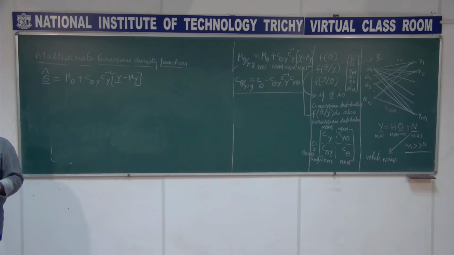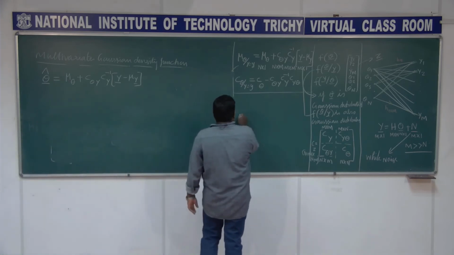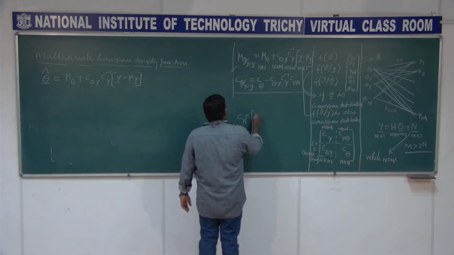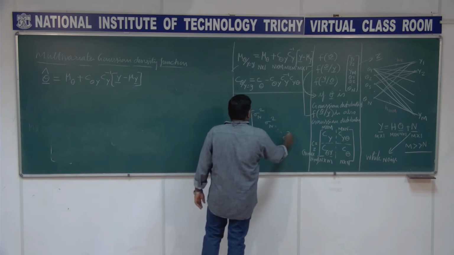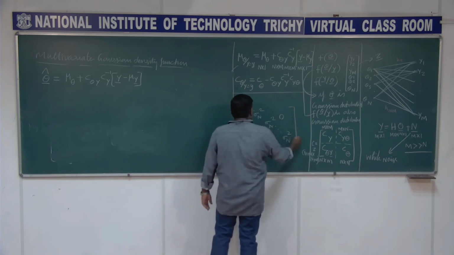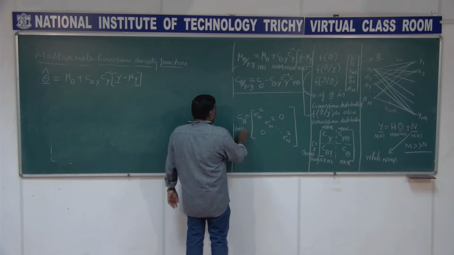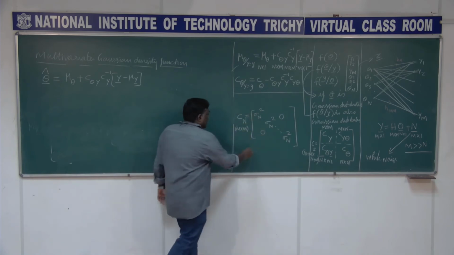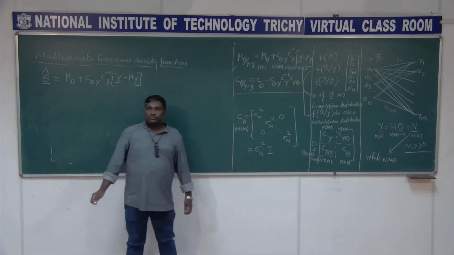Formally we are going to start the random process from tomorrow, and at that time I will explain why it is so. But right now I am just giving you the result. So if the covariance matrix Cn happens to be sigma n squared on the diagonal and 0 elsewhere, the matrix is of size m cross m. It can be written in this way also, sigma n squared I, where I is the identity matrix.